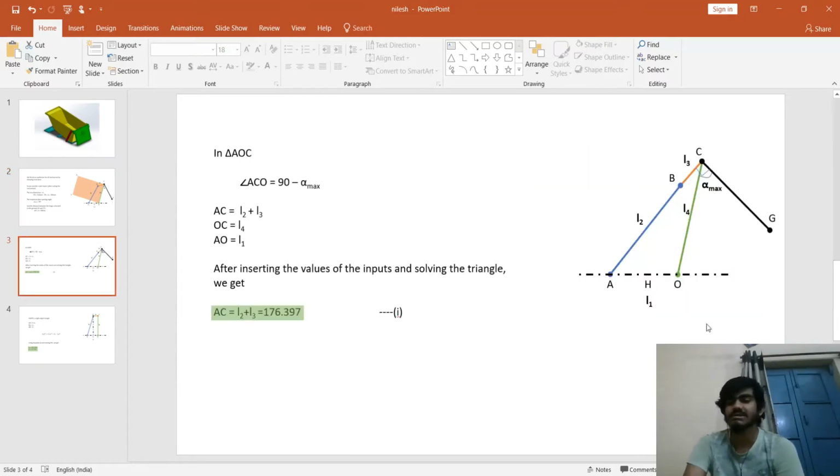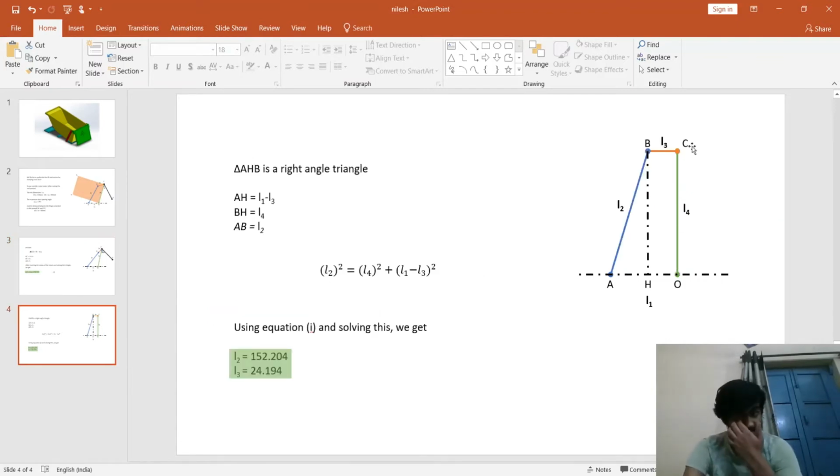So this is the extreme configuration, that is the dead center configuration, in which AB and BC lie along the same line. We know L1, L4, and this angle, that is 90 minus alpha max. After applying the triangle properties, we got AC to be 176.397. That is L2 plus L3.